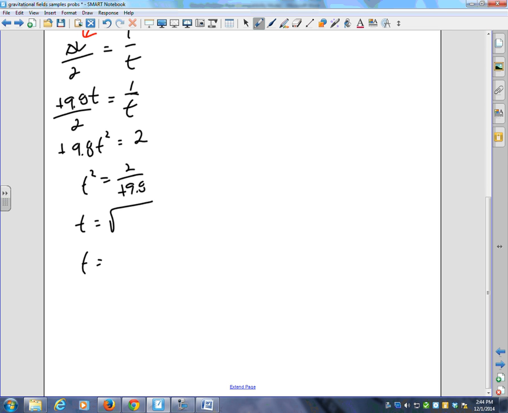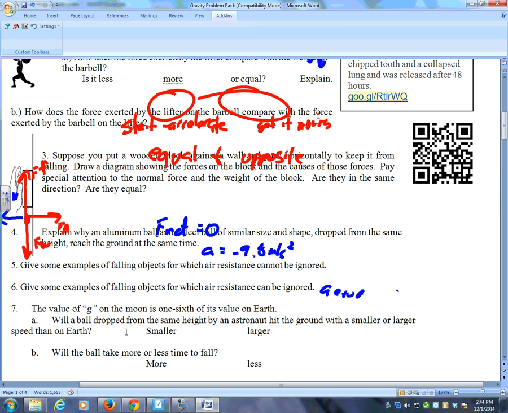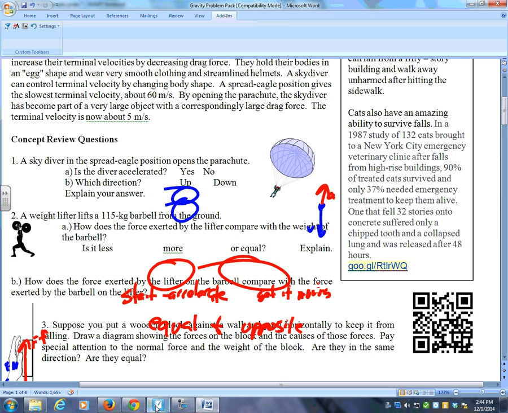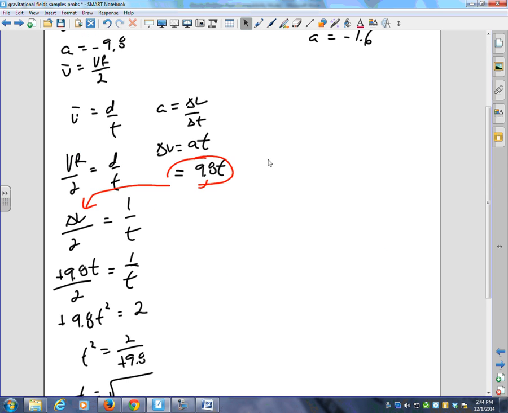I get a time of 0.45 seconds. Negative? No, because time must be positive. Now, what's the question here? Will it drop with a smaller or larger speed than Earth? Maybe I should do part B first. Which one will take more or less time to fall? Okay, that was just on Earth.